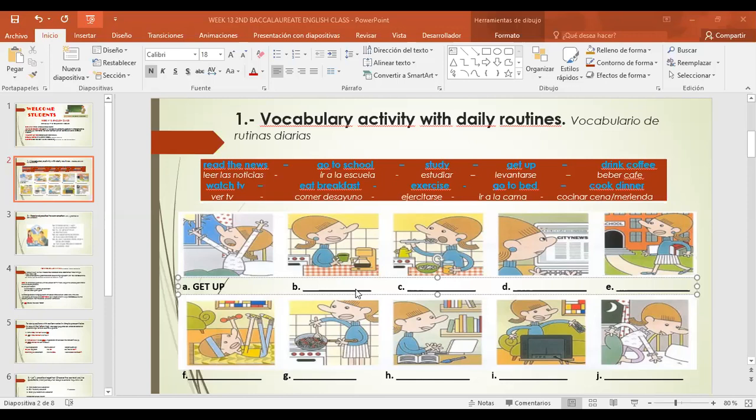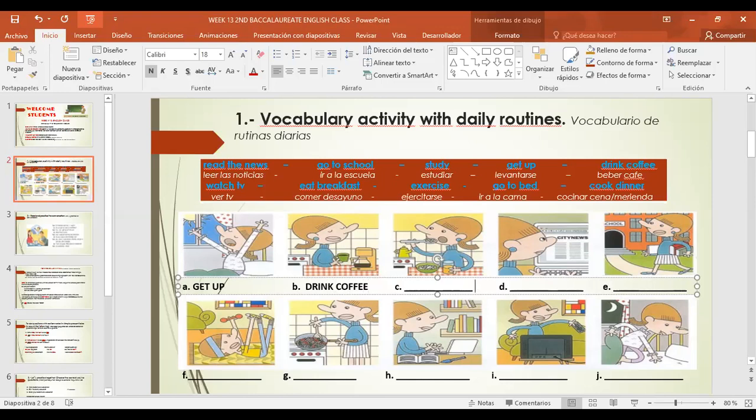A ver, en la B, ¿cuál va? ¿Qué está haciendo? Drink coffee. That's right. Very good. Drink coffee. Okay. Drink coffee. Vamos en el C.